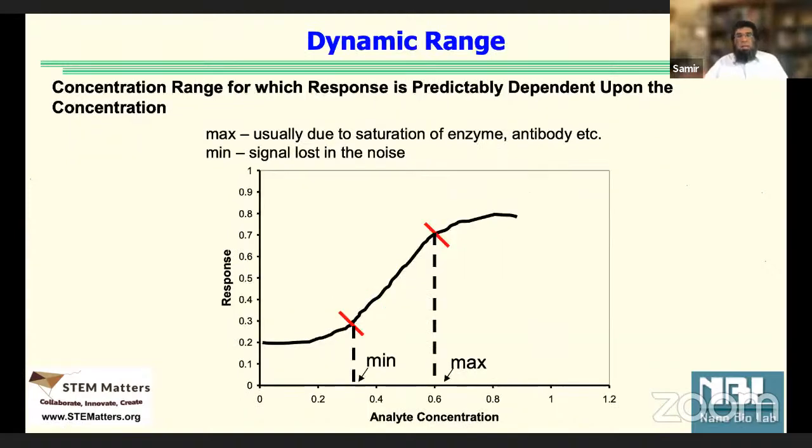All right, so dynamic range. Another important part of a sensor is that when we are changing the concentration, it has to have a predictable dependence on the concentration. And if it doesn't, that would be where we would put the limit of detection, LOD, minimum and maximum. Even if we are getting signal, but if it is not dynamically changing with the analyte concentration, we have to put limits on those 2 sides about the sensor sensitivity.